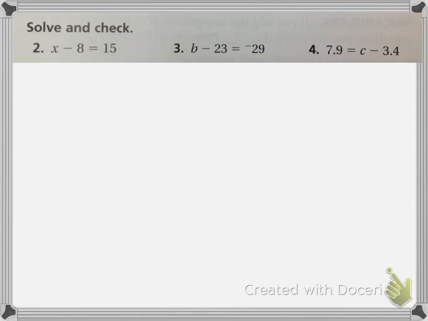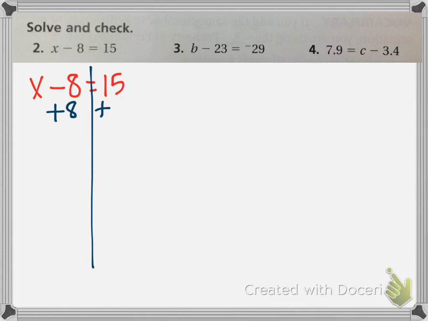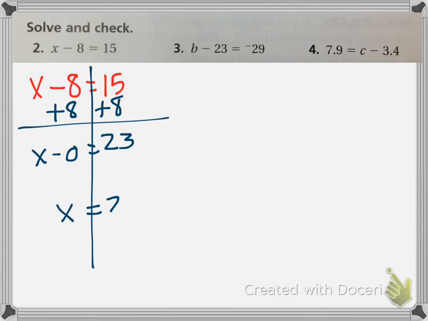Okay, so for the first problem, problem 2, I'm going to write it down. X minus 8 equals 15. I'm going to draw my line straight down through the equal sign. I'm going to add 8 to both sides. That's going to leave me with x minus 0 on this side, or just x. 8 plus 15, when I add 8 to 15, I'm going to get 23. So x equals, in this case, 23.